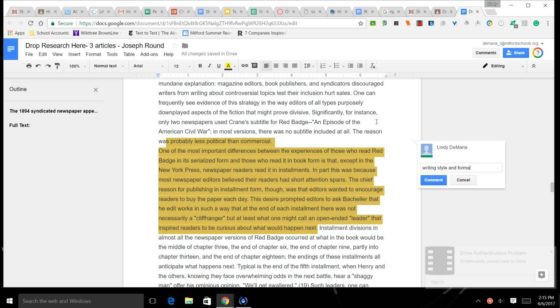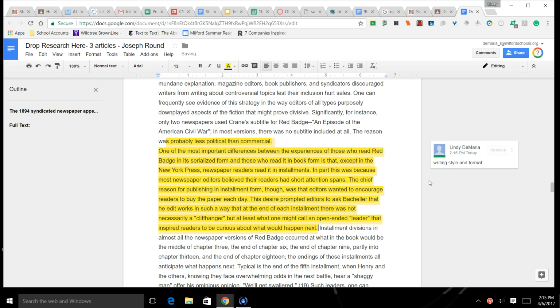and format. So that way, when Joey comes back to these notes and he sees this, he's like, oh, this quote's great on writing style and format. So if he chooses down the road to write about the writing style and format of the novel, he can come pull these quotes by using this tag phrase right here and copy and paste them into his outline down the line.